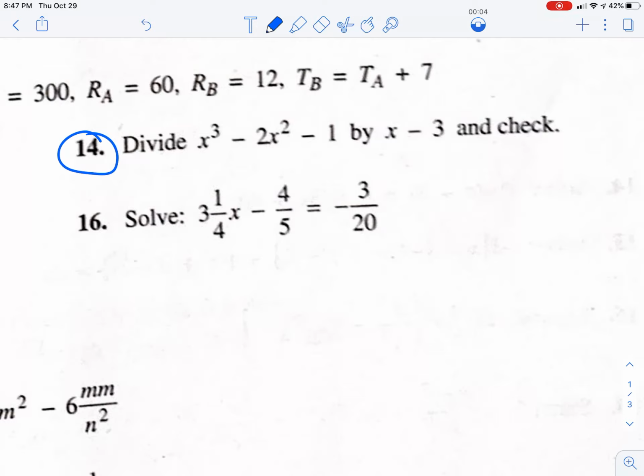Okay guys, so I'm back. This is part 2 of test 5. We're going to start with number 14. So this is a long problem too. This is going to be division of a polynomial.